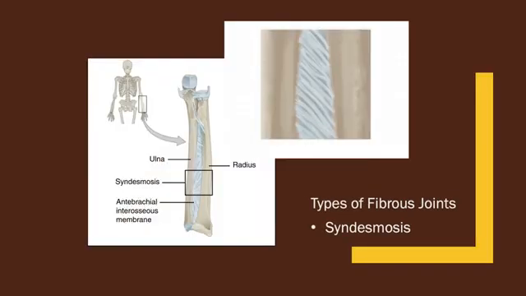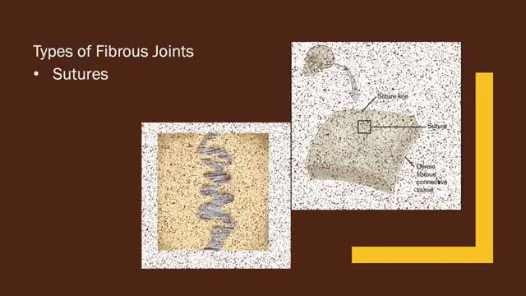Now, there are three different types of fibrous joints. Number one, syndesmosis. In a syndesmosis, the bones are bound by a sheet or bundle of dense connective tissue. This junction is flexible and may be twisted, so the joint may permit slight movement. A syndesmosis lies between the tibia and fibula, as well as the ulna and radius, as you can see in my picture.